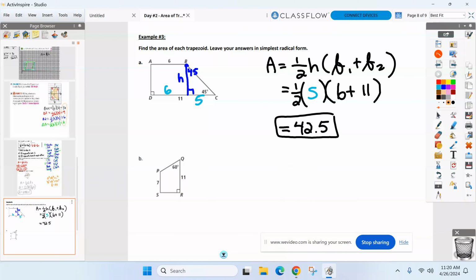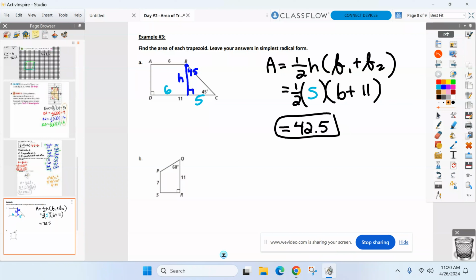Should we not like do that squared thing? Nope. Because if you do that, that's not 42.5 anymore, right? That's a totally new number. So nope. We're good. No units, don't put any on.